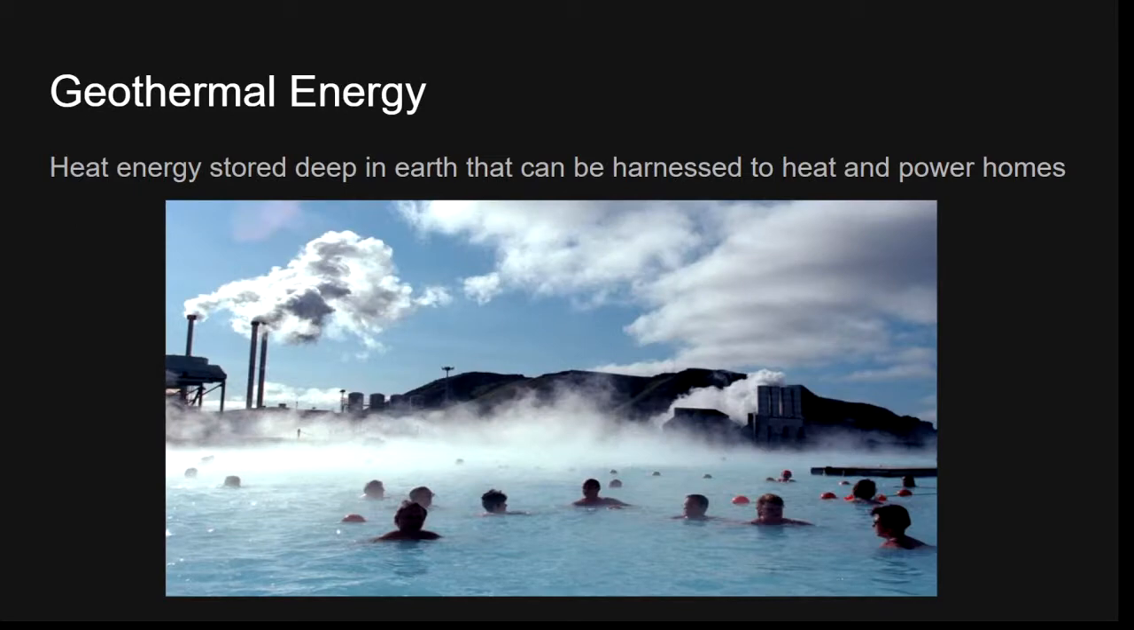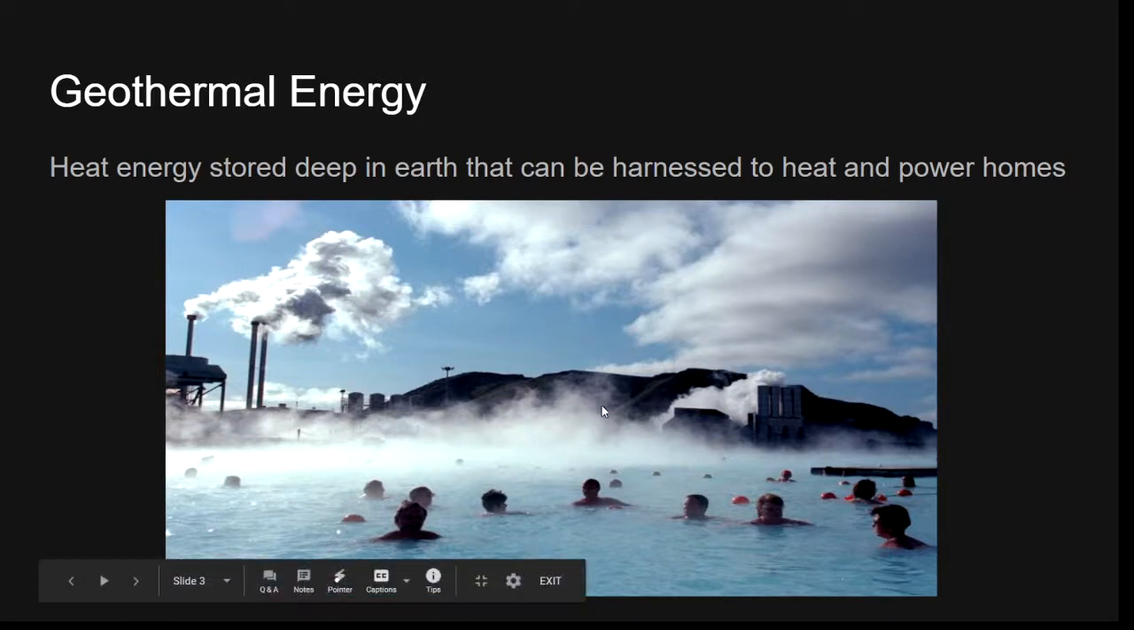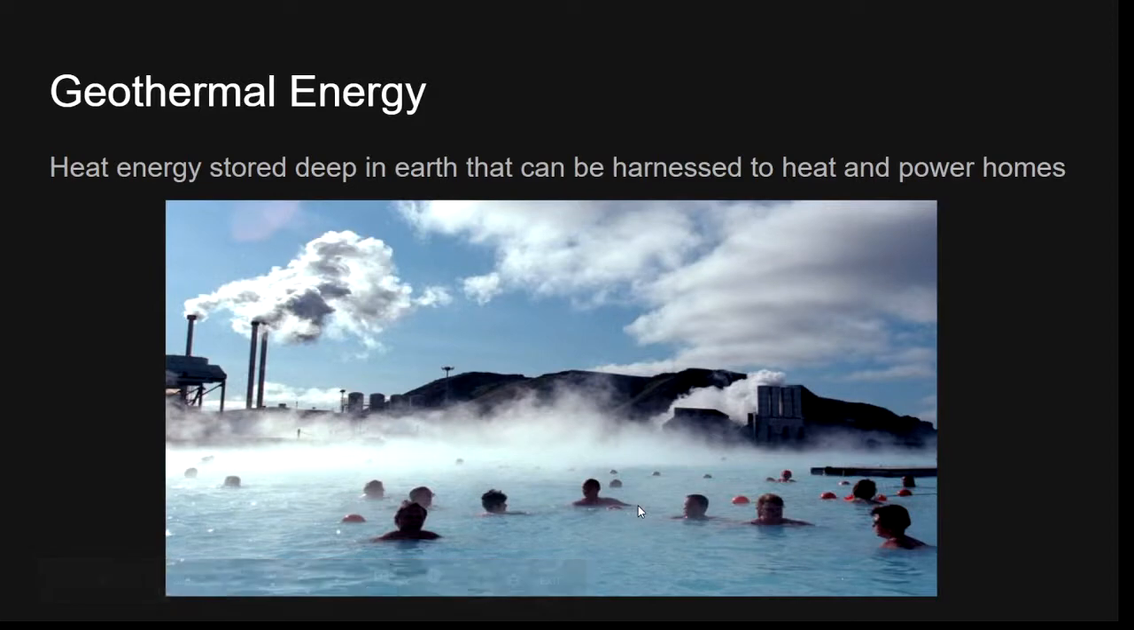If we break down the term geothermal energy, that's geo meaning earth, thermal meaning heat, and energy. So this is going to be heat energy that's coming from the earth. It's heat energy that's stored deep in the earth, often in the form of steam, and it can be harnessed to heat and power homes. If you've ever heard of thermal vents or thermal pools, like what we can see here, these are naturally occurring hot springs where heat is being released from the Earth's surface or deep under the Earth's surface, and we can use that steam to turn a turbine to generate electrical energy.